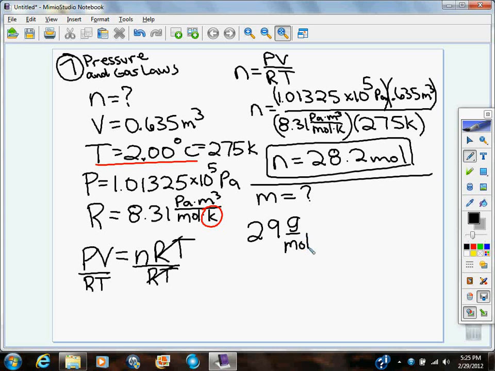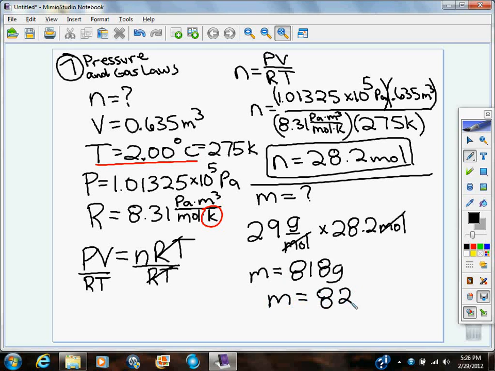Now if I'm looking for mass, I can have it in grams. In this case, I know the number of moles that I have, so I'm just going to multiply the molar mass by the number of moles I found in the refrigerator. Solve this by canceling out the units, right? Moles in the numerator, moles in the denominator. And this gives me 818 grams, and by the way, that's my mass. To sig figs, we will get 820 grams.